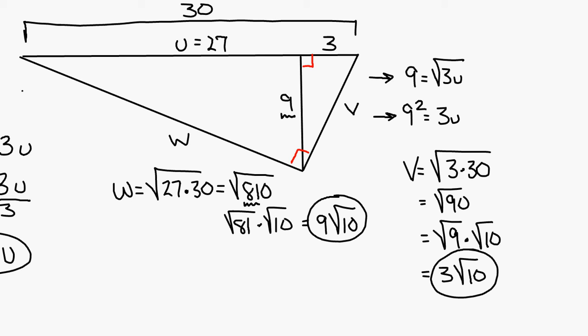Wait, so why does V equal 3 times 30? Because of the rule that the leg of the triangle is equal to the geometric mean of its adjacent segment of the hypotenuse and the hypotenuse. Same reason that W was equal to the square root of 27 times 30. V is equal to the square root of 3 times 30. Any other questions?